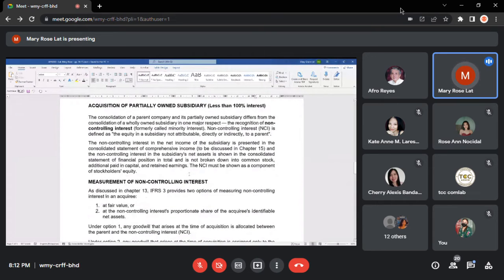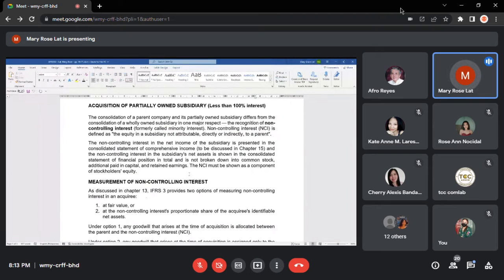Acquisition of a partially owned subsidiary, less than 100% interest. The consolidation of a parent company and its partially owned subsidiary differs from the consolidation of a wholly owned subsidiary in one major respect: the recognition of non-controlling interests, formerly called minority interest. The non-controlling interest, or NCI, is defined as the equity in a subsidiary not attributable directly or indirectly to a parent.